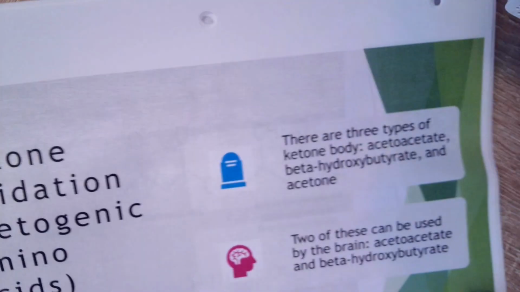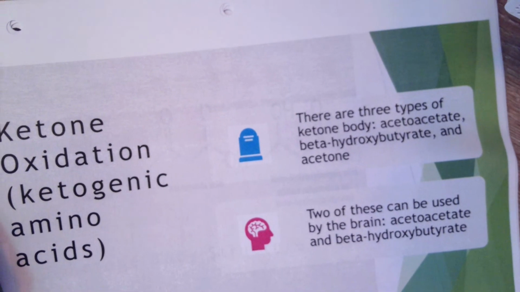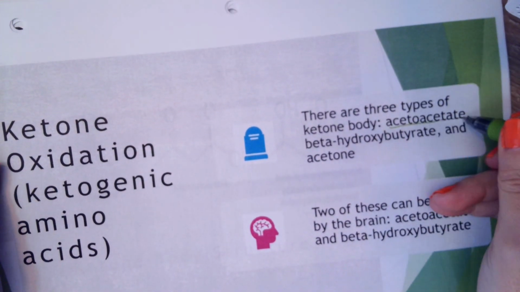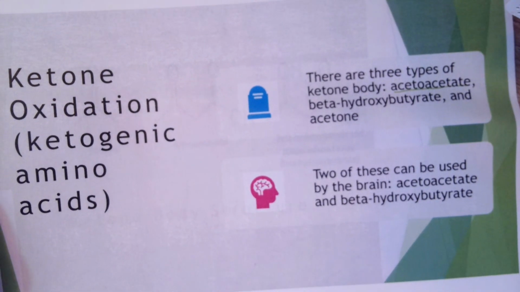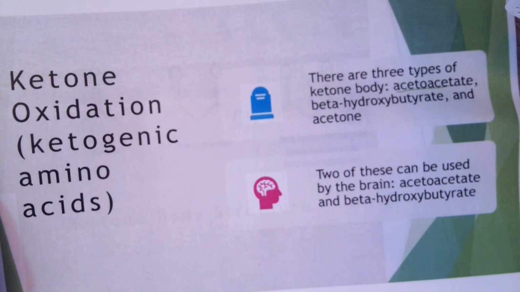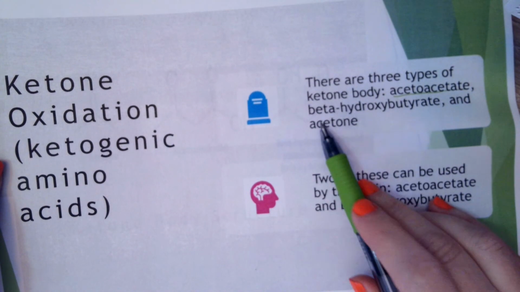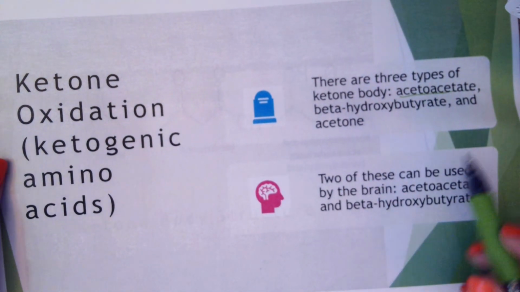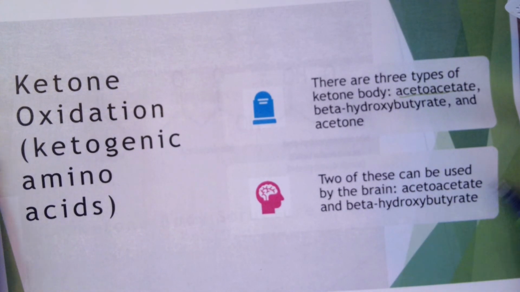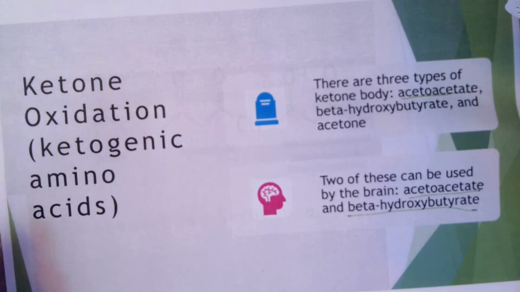Okay, so the three main types of keto body are acetoacetate, which we saw from our two ketogenic amino acids, beta-hydroxybutyrate, and acetone. Only two of those can be used by the brain. That would be the forms of acetoacetate and beta-hydroxybutyrate.